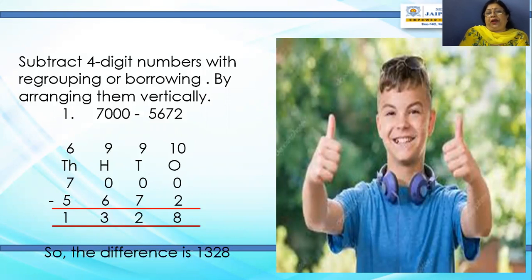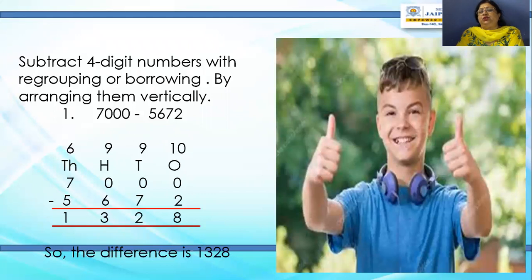Now we have to subtract. As we have got all zeros, so what are we going to do? Very good. We are going to borrow from thousands. The 7 at thousands place will become 6. The 0 at hundreds place will become 9. The 0 at tens place will become also 9. And 0 at ones place will become 10.